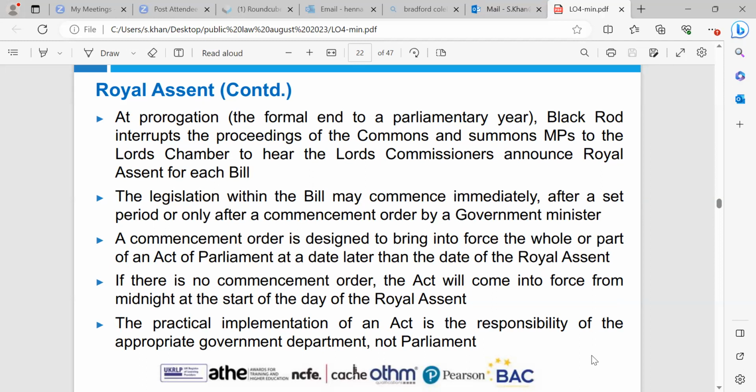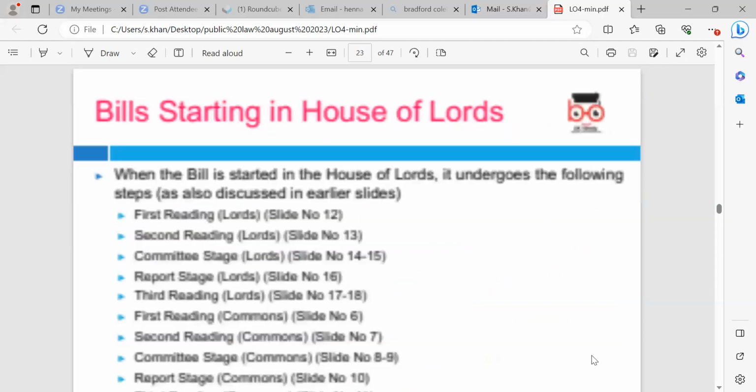The legislation within the bill may commence immediately, after a set period, or after a commencement order by a government minister. A commencement order is designed to bring into force the whole or part of an act of Parliament at a date later than the date of royal assent. If there is no commencement order, the act will come into force from midnight at the start of the day of royal assent. The practical implementation of an act is the responsibility of the appropriate government department, not of Parliament.